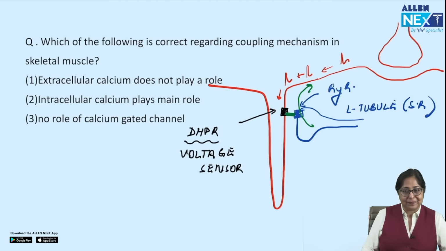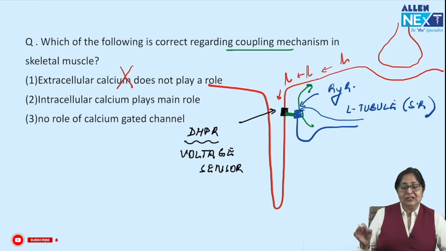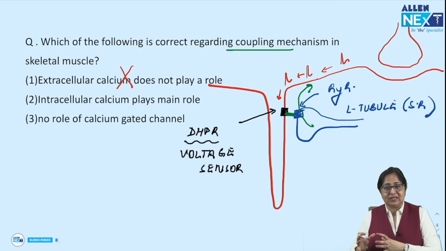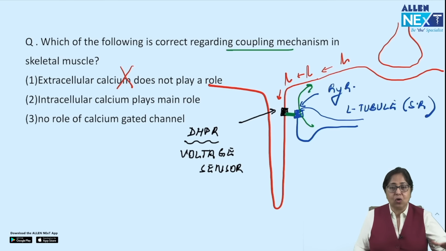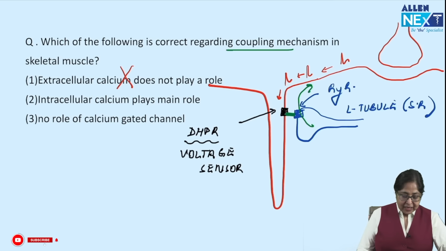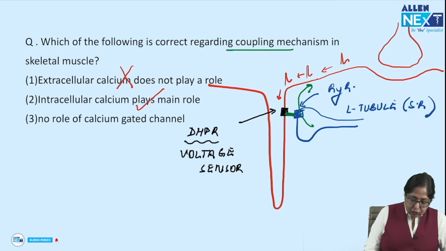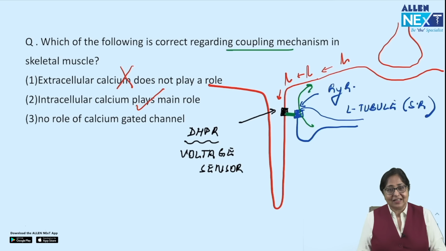Now, which of the following is correct regarding the coupling mechanism? Does extracellular calcium have a role in the coupling mechanism? No. In the skeletal muscle, the source of calcium is intracellular, the sarcoplasmic reticulum. It does not depend on the extracellular calcium for contraction. Intracellular calcium plays the main role, which is true. There is no role of the calcium-gated channels.